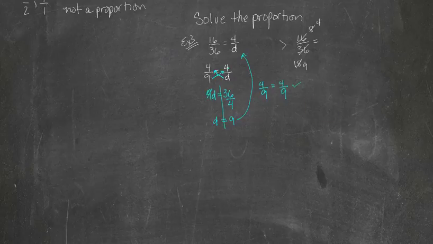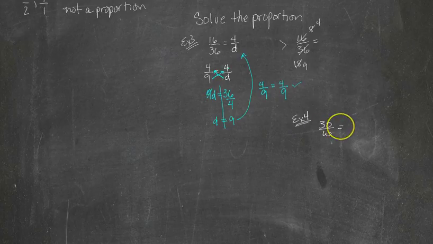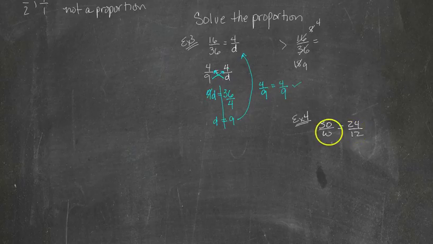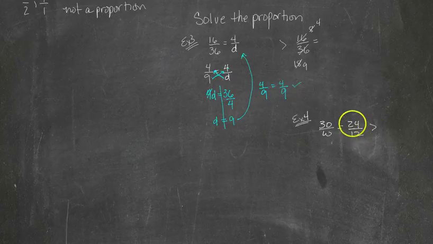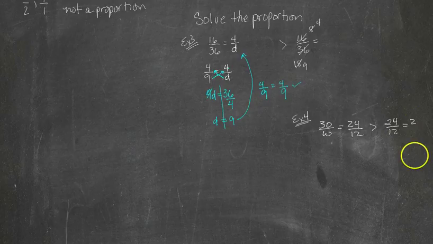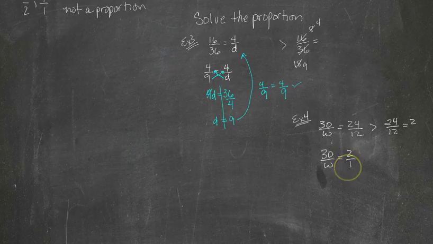Let's do 30 over w equals 24 over 12. This time I've put the variable, so I know there is a variable, that's important, and I'm going to reduce this second fraction. 24 divided by 12 is really just 2 over 1. So 30 over w equals 2 over 1.